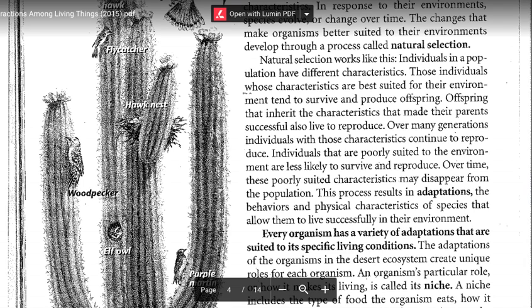Offspring that inherit the characteristics that made their parents successful also live to reproduce. Over many generations, individuals with those characteristics continue to reproduce. Individuals that are poorly suited to the environment are less likely to survive and reproduce. Over time, these poorly suited characteristics may disappear from the population. This process results in adaptations, the behaviors and physical characteristics of species that allow them to live successfully in their environment. So remember, if you're taking notes, anytime you come across a bold word, those are probably important things to note down.